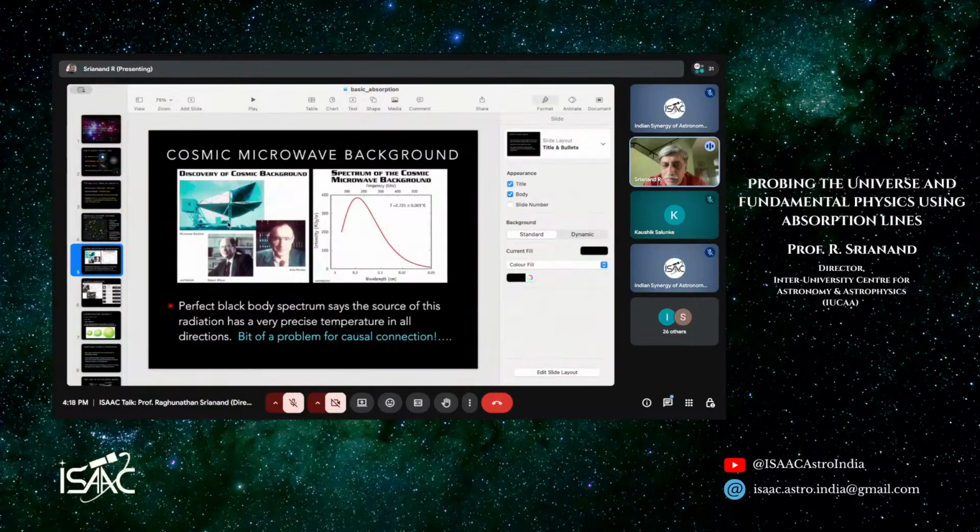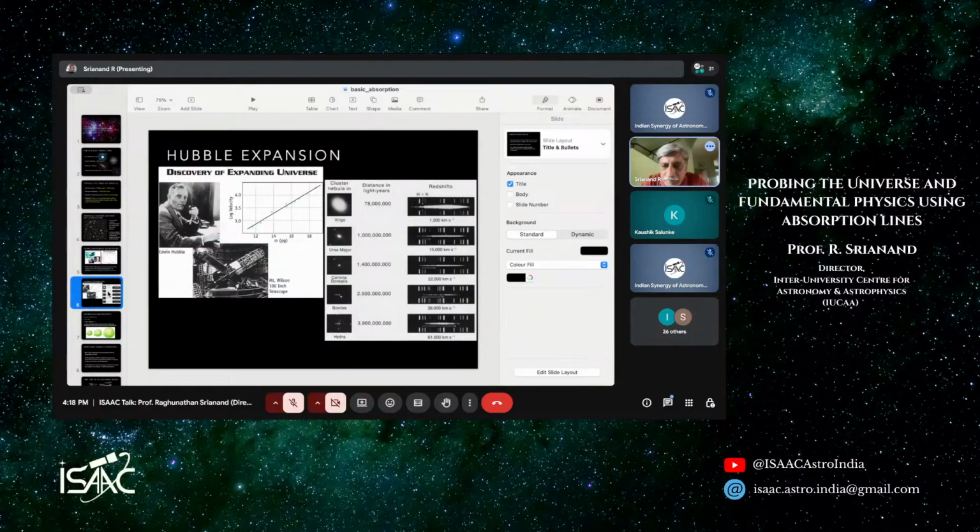So this is the kind of simple physical model one can think of. But it's a model, it's a story, right? You cannot go any further than that. The next observation in a similar year, in the same decade, happened. This is because of Hubble.